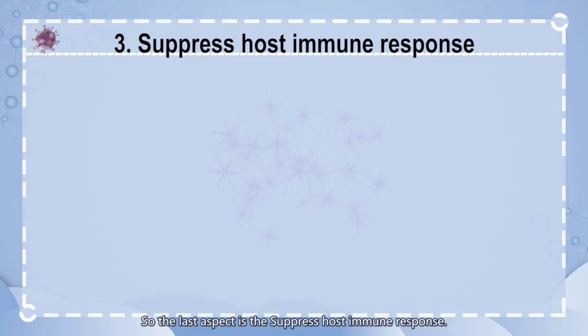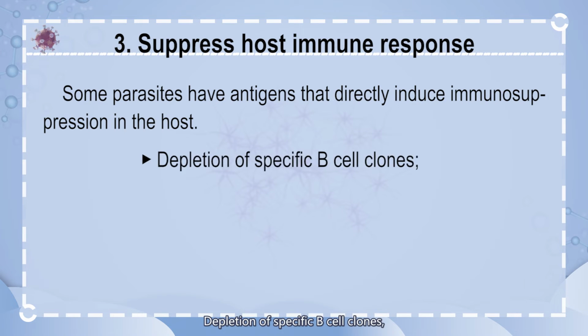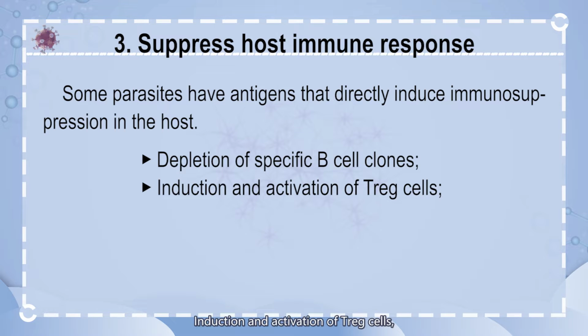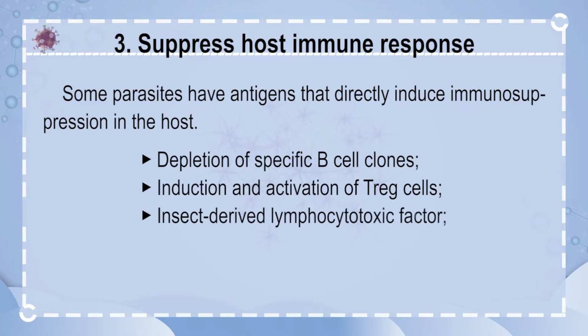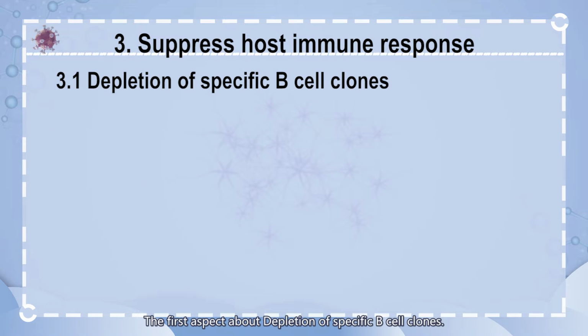So, the last aspect is the suppression of the host immune response. Some parasites have antigens that directly induce immunosuppression in the host. They include depletion of specific B-cell clones, induction and activation of Treg cells, parasite-derived lymphocytotoxic factor, and blocking the production of antibodies.